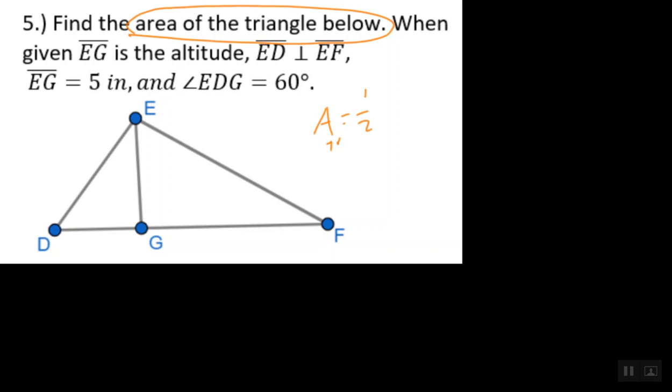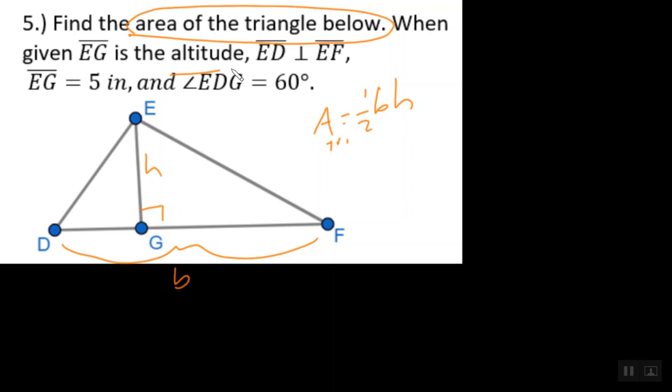We want to find the area of a triangle, which we know is 1/2 times the base times the height. So our ultimate goal here, y'all, is to figure out what is the base and what is the height. Now, what else does it say? It says given EG is an altitude.